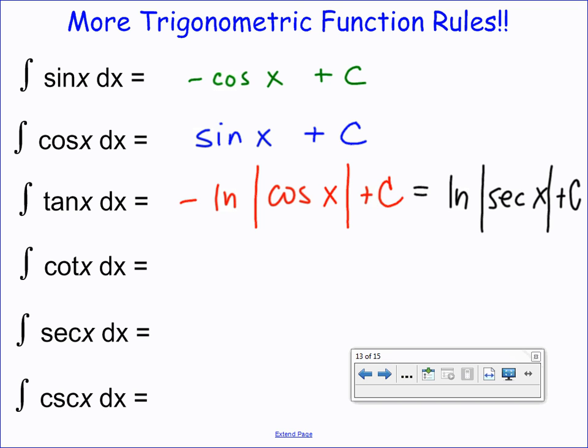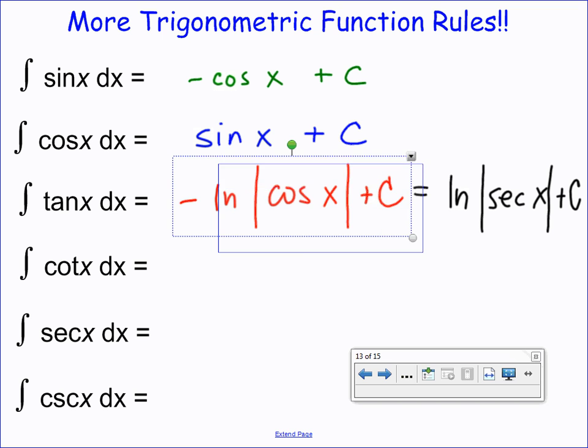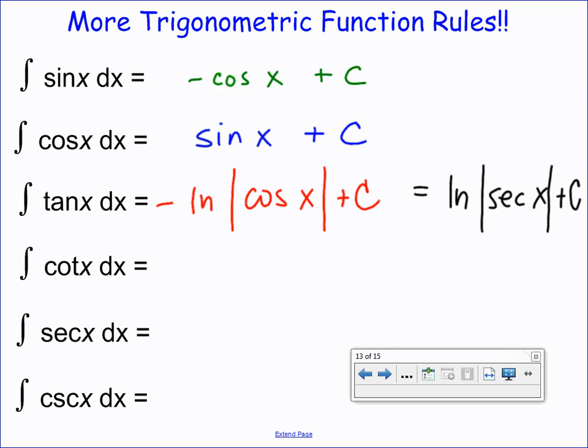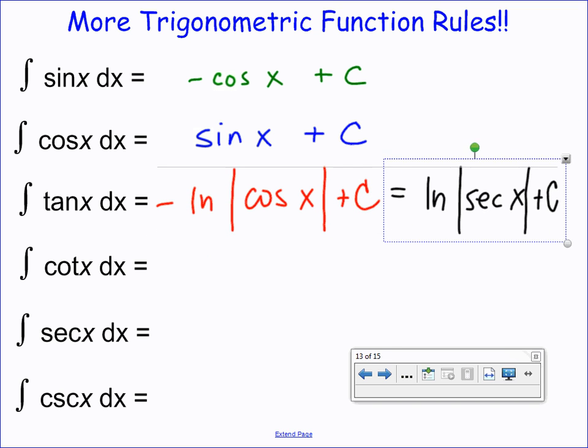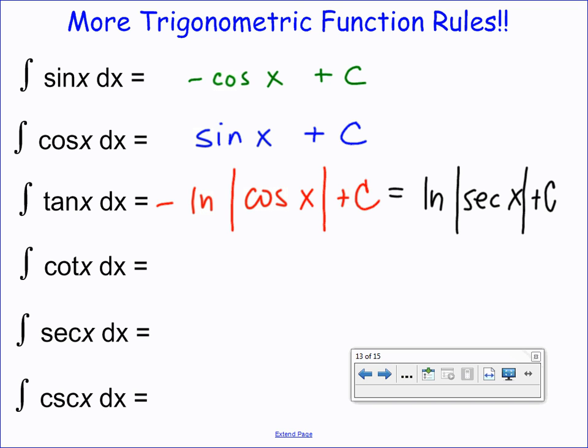So once again, you would use either form: the opposite of natural log of cosine of x plus c, or natural log of absolute value of secant x plus c. In each case, you must have absolute value bars, right? Both of those function inputs, cosine and secant x, produce negative values for some values in their input. Therefore, you have to include absolute value bars whenever you're taking an antiderivative involving the natural log rule.